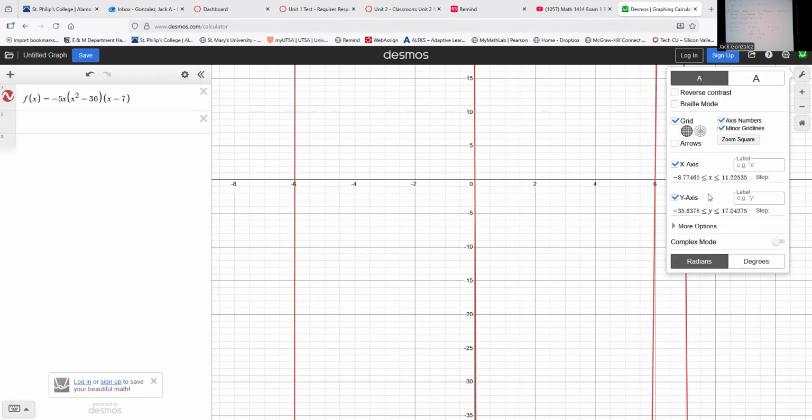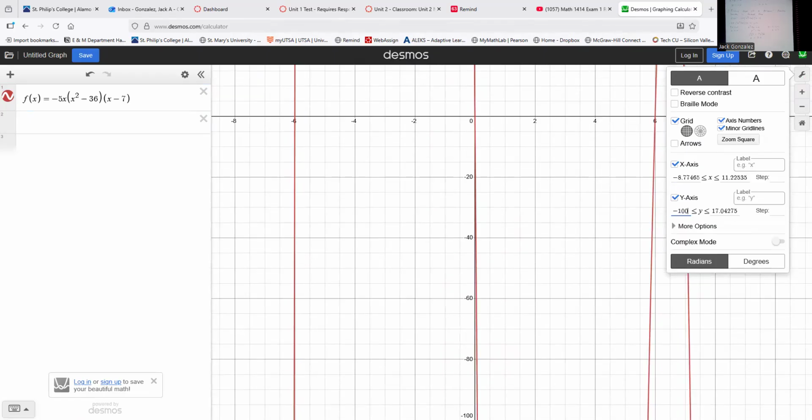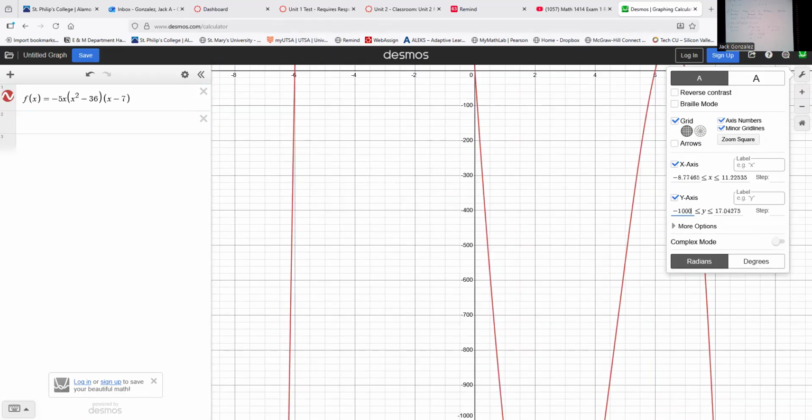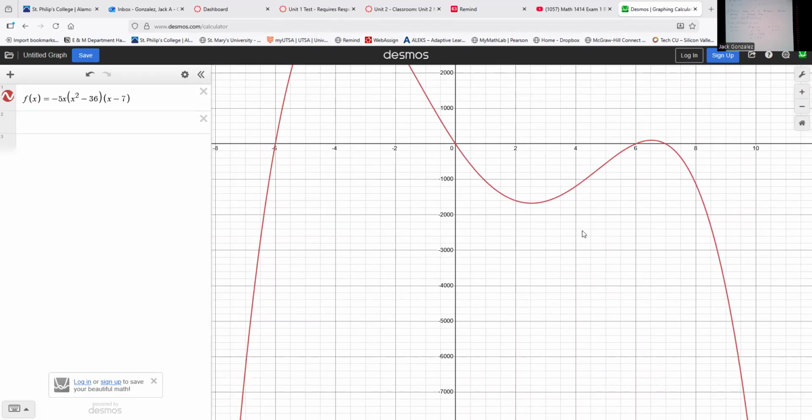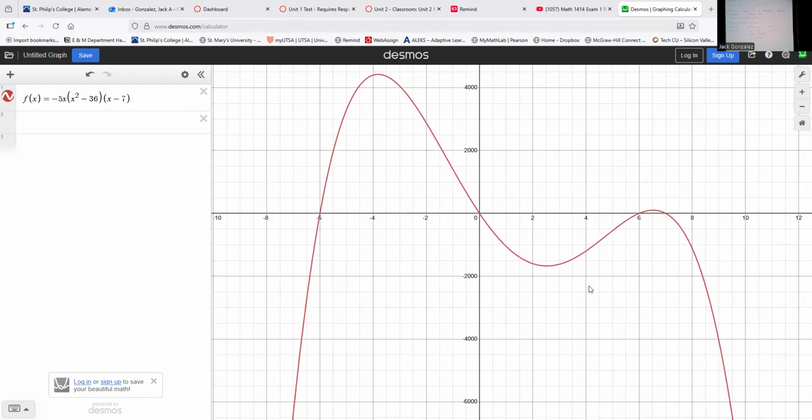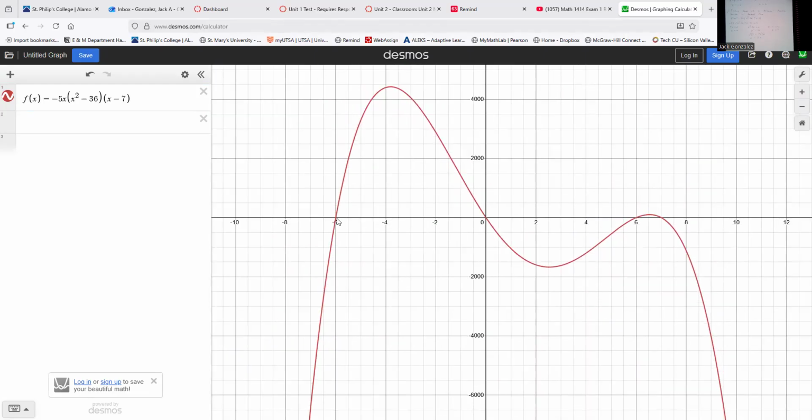Now, if you want to see the y better, I guess we could go something like that. It's kind of cool. There we go. That's pretty. Like 4 zeros.